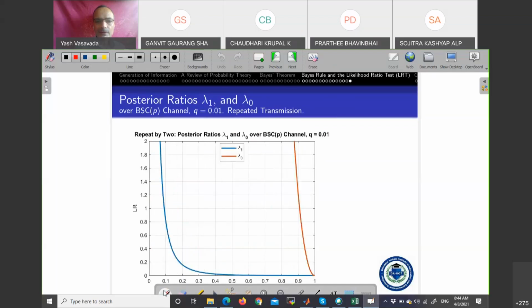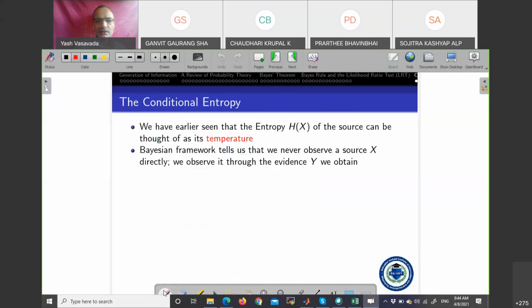So I think this type of charts we had already looked at earlier. Now let us look at the final topic, which is how to quantify the amount of information that is transferred over the communication channel.